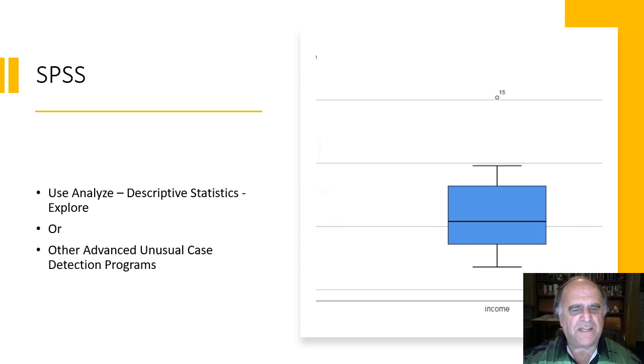Okay, now this is, again, to do any kind of analysis in SPSS. Again, we go to our menu, go to Analyze, and then say Descriptive Statistics, and we can say Explore. There are some other options, for example, using advanced unusual case detection programs, but we're not going to be discussing those in here. We're going to stick to using Analyze, Descriptive Statistics, Explore.